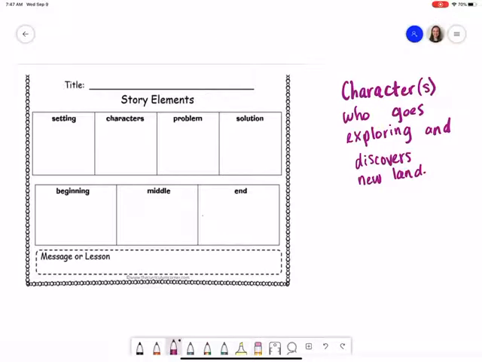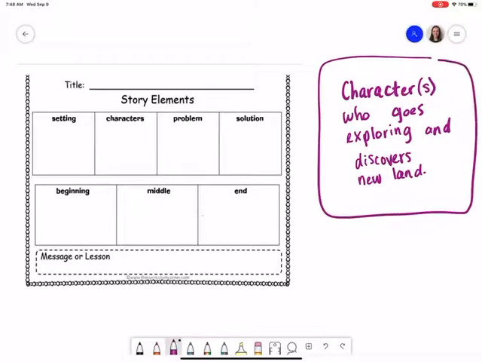Things that I would have you think about. For characters, you can really choose that by yourself. I think that that's pretty self-explanatory. It can be a girl or boy character. It could be an adult. It could be a child. It could be even maybe an animal, okay? So just think about that, what character you want, or characters, okay? And then let's think about the setting, okay? Well, we know that our character is exploring and discovers new land, okay?